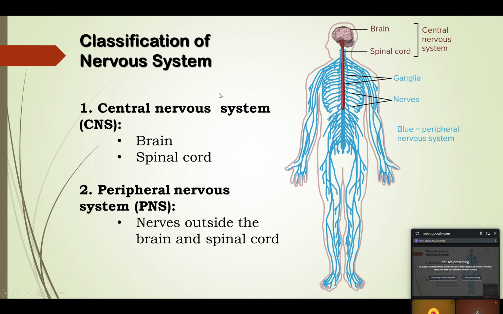So when I mention stimulus, I mean changes in your environment. And this environment may be the internal environment or the external environment. Okay, are we together? Yes, sir.